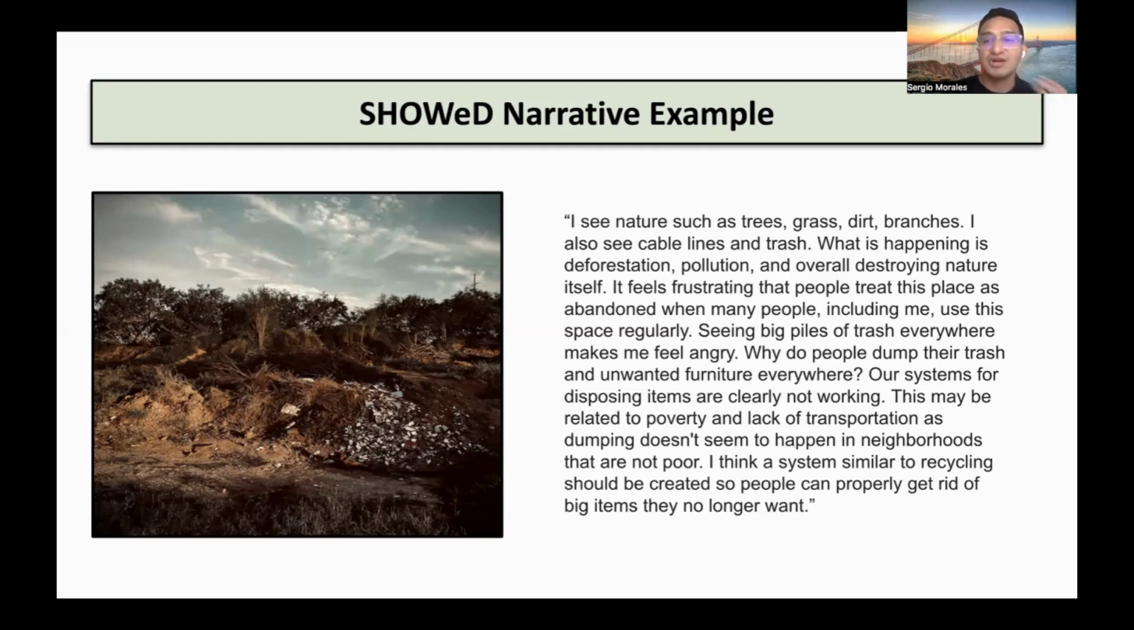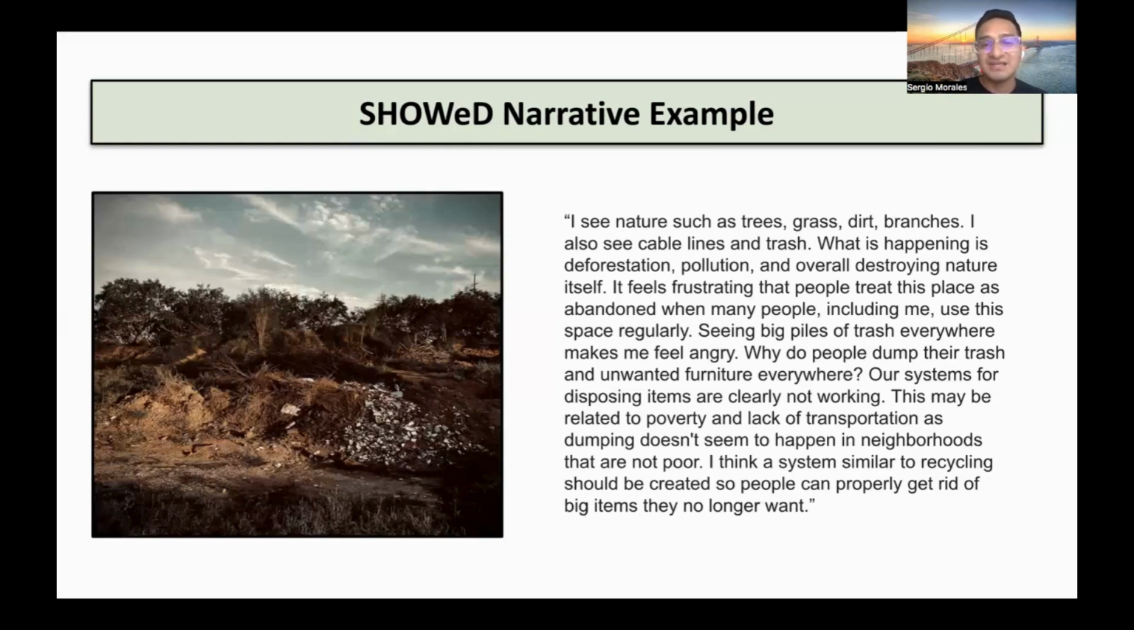Because of that, the young person wanted to express this problem. They wanted to talk more about it and voice their thoughts. That's when she was motivated to take this picture and write her story to follow it. This is her narrative that she wrote using the SHOWeD method. And here it is, the narrative.